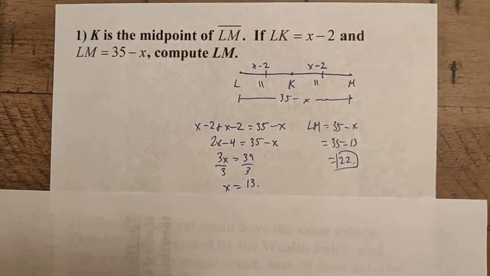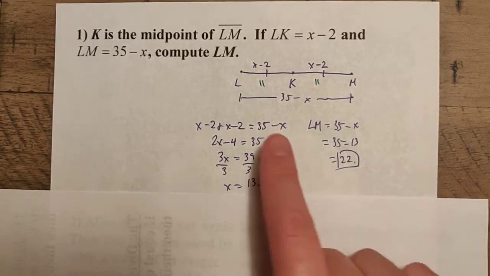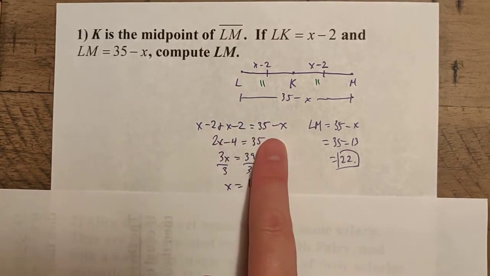So that's no accident, right? If you think about what a midpoint does, it splits its segment into two congruent pieces. And those two congruent pieces are going to add up to the whole here. So it would make sense. So this is one equation we could have written.